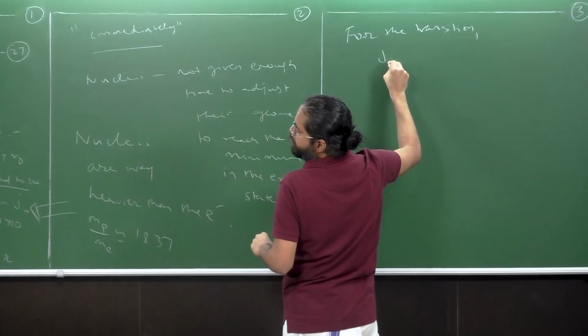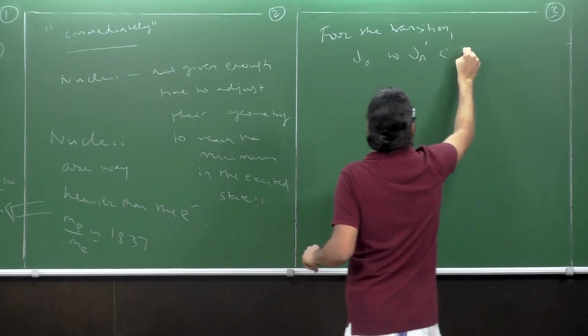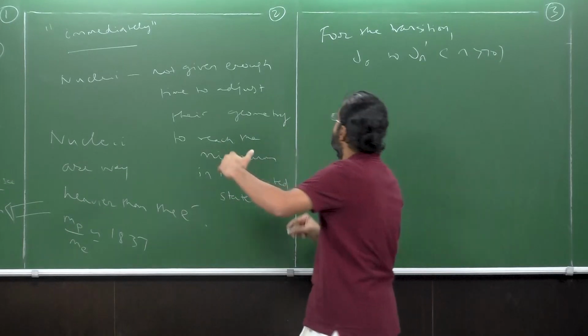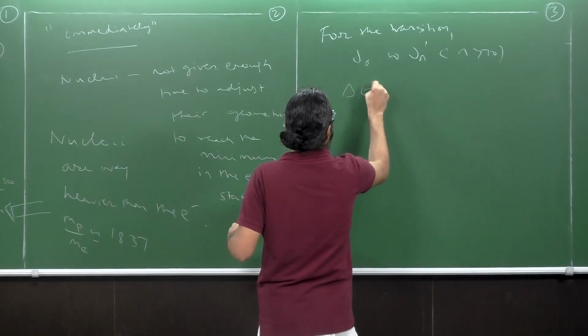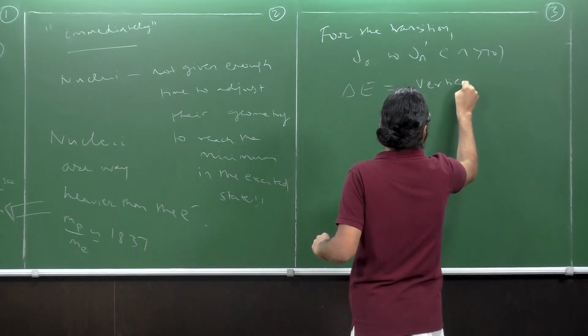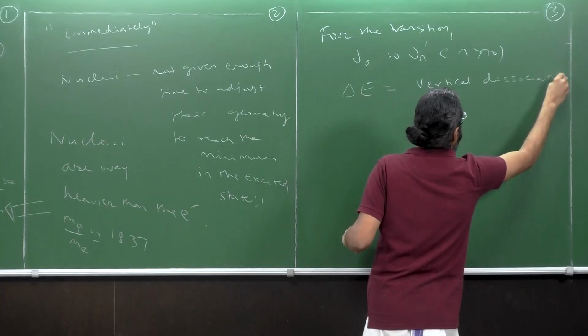Mu naught to mu n dash, where n is something much greater than 0. The energy difference, delta E, is what is called the vertical dissociation energy.